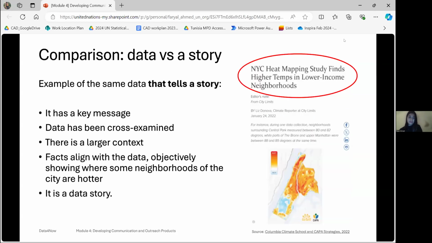And here is the same data that tells us a story. For example, you see here, there's a New York City heat mapping study that finds higher temperatures in lower income neighborhoods. If you see here, I'm connecting this back to the slide on correlation does not mean causation. We're not here saying that higher temperatures lead to lower income neighborhoods. We're only making a correlation here, that higher temperatures are in lower income neighborhoods. There's no causation that lower income is leading to higher temperature and vice versa. And that is where you need more scientific evidence.